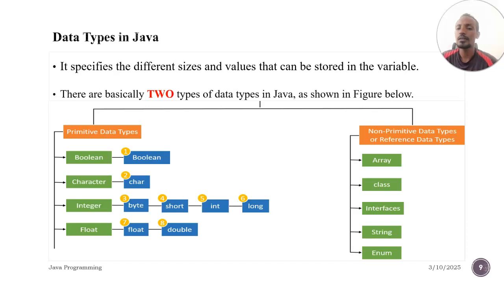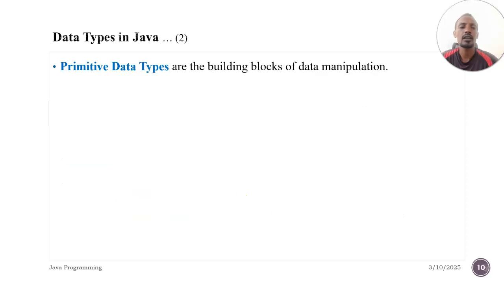The second part: arrays, classes, interfaces, string, and enumerations. They are non-primitive data types, what we call reference data types.